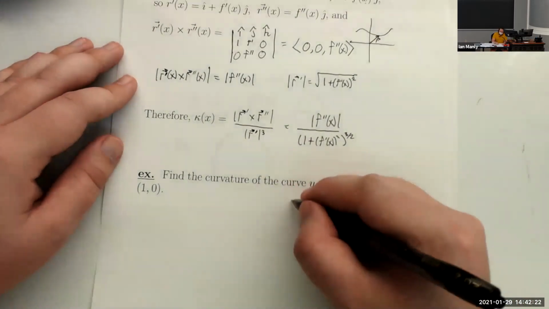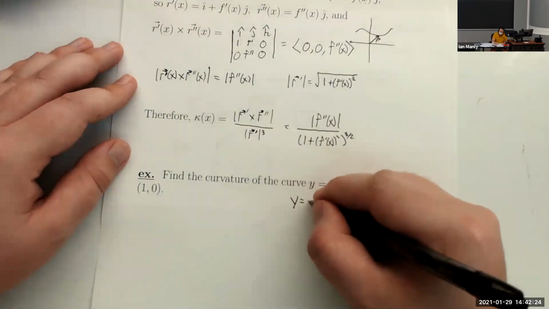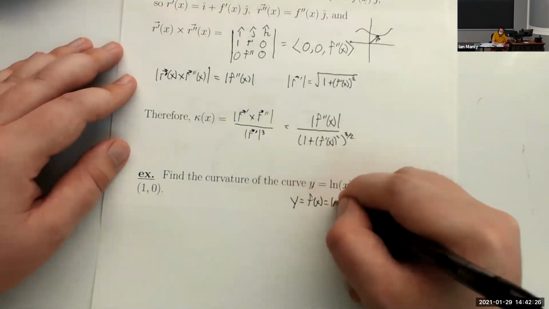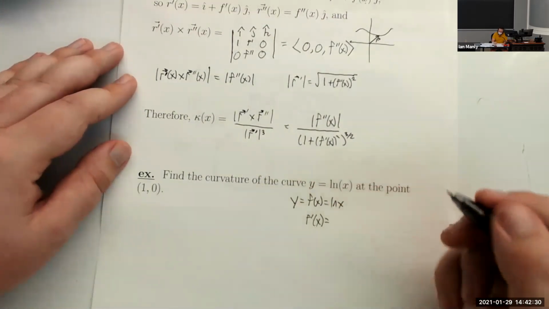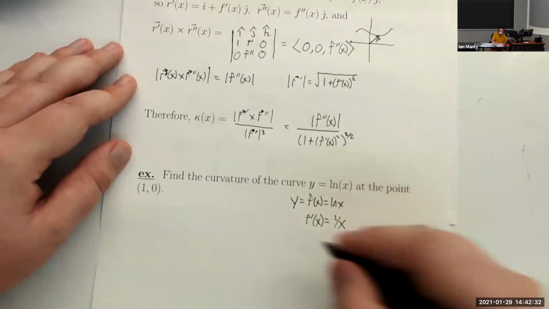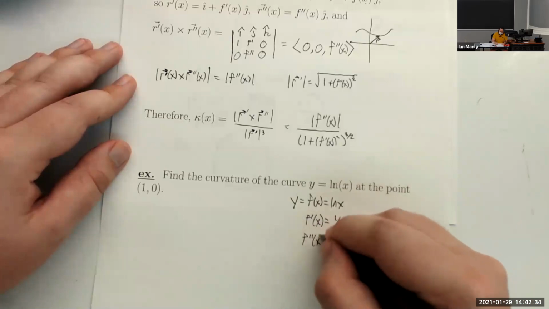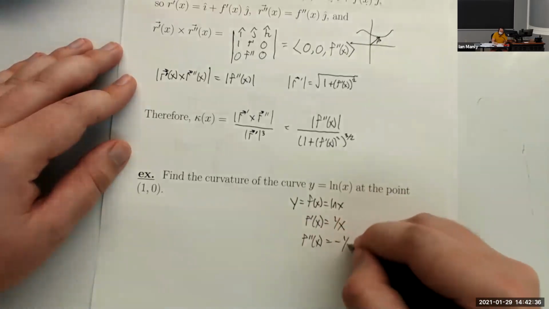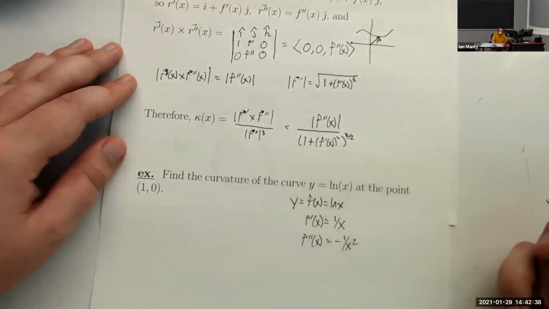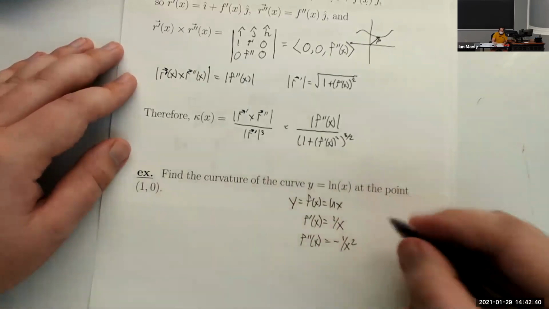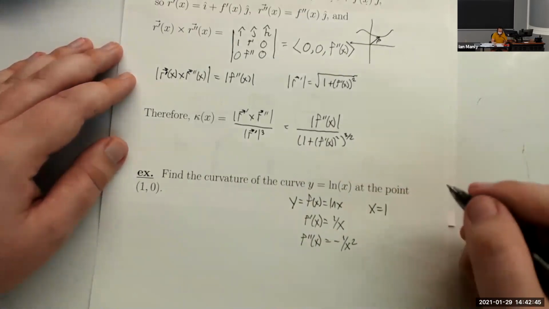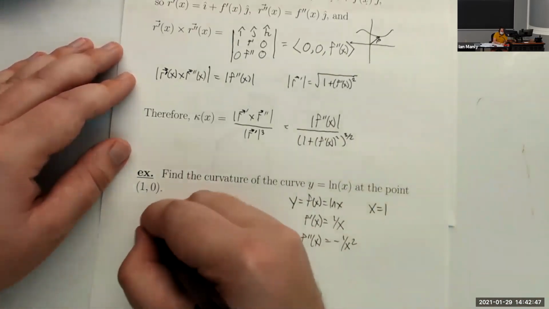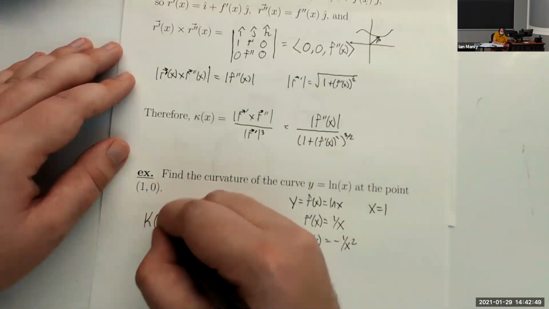All right, so let's see here. So y, which is f of x, is ln of x. And we need to know f prime and f double prime for this. So f prime is 1 over x. F double prime is -1 over x squared. And for this problem, it seems like our x is going to equal 1 right here. Okay, so let's figure out what kappa is.